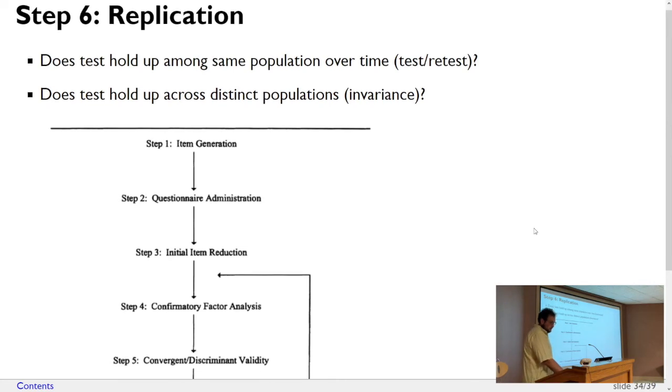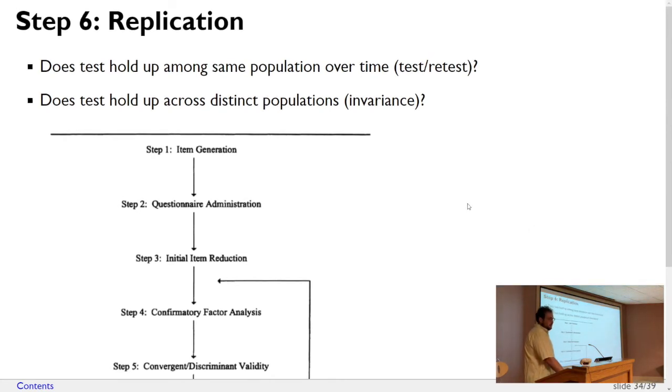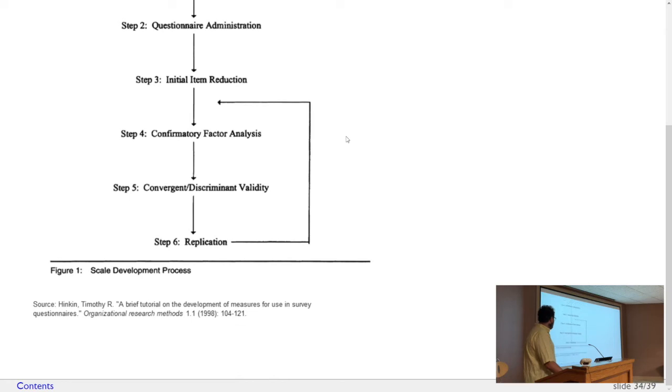Okay, so last but not least, replication. There are a lot of different ways to do this, just like all these other steps. So one way we might want to test is among the same population or the same respondents even, does this test seem to hold up over time? Another way would be, does this test seem to hold up across distinct populations? So if we give this test to people in the US versus Canada or something, does the measurement model seem to hold up? I'm going to focus on this first one because this second one gets pretty complicated.